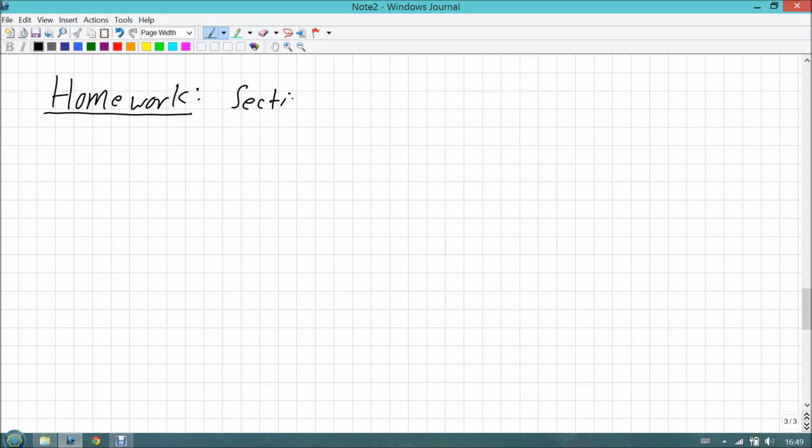This is, of course, section 2.6 for Algebra 2. And we are going to do numbers 1 through 19 odd. And then I think that will be it. Wow, this is the easiest homework assignment I've ever given. Yep, section 2.6, numbers 1 through 19 odd.